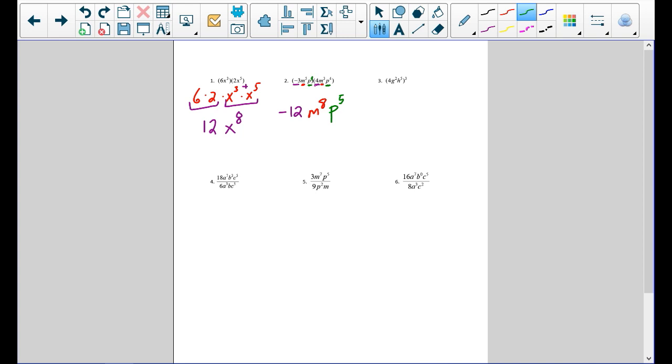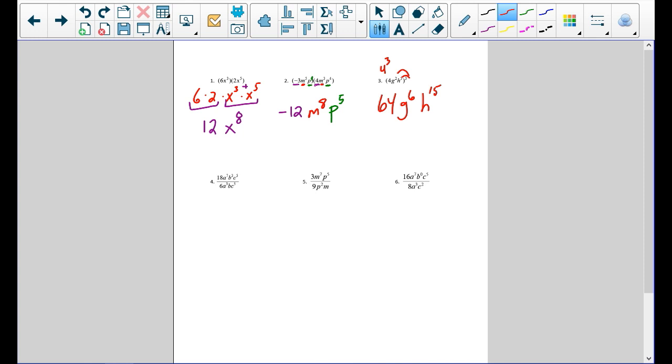So number 3, we have power to a power. So again, everything inside the parentheses gets this exponent of 3. So I have 4 to the third, and again, if I want to simplify that right away, I can. So 4 to the third gives me 64. 3 goes to the 2, so G, 2 times 3 is 6. H, 3 times 5 is 15. 64, G to the 6, H to the 15.